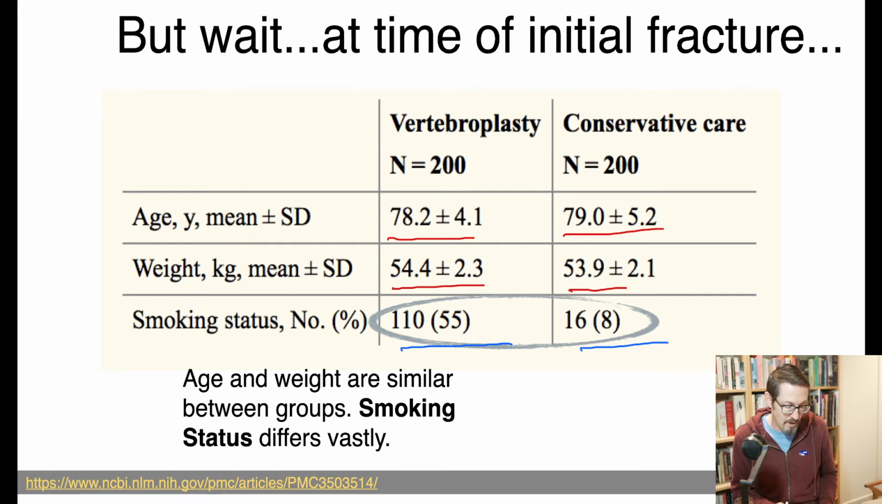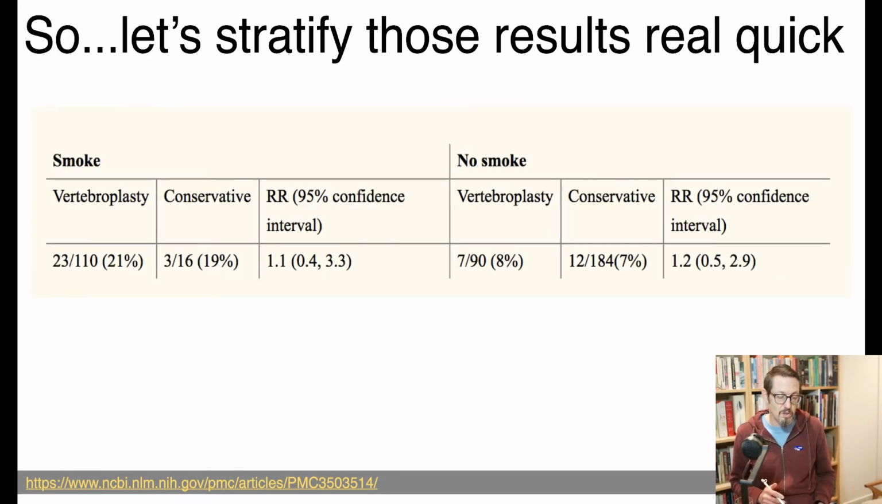So, if smoking status varies like this, maybe what we should do is take a look at those people who were smokers and non-smokers in both groups and compare apples to apples and oranges to oranges. This is called stratification. In our vertebroplasty group, we had a lot of smokers, but we also must have had some non-smokers. Well, it turns out that we had 7 non-smokers in the vertebroplasty group, and we had 23 smokers. In the conservative care group, we had 3 smokers and 12 non-smokers.